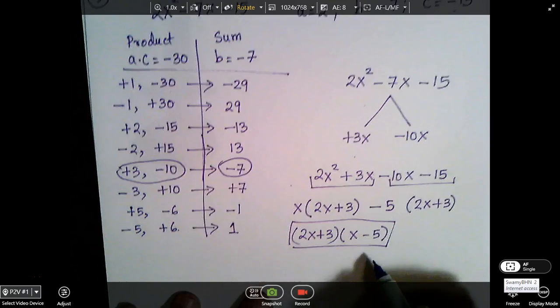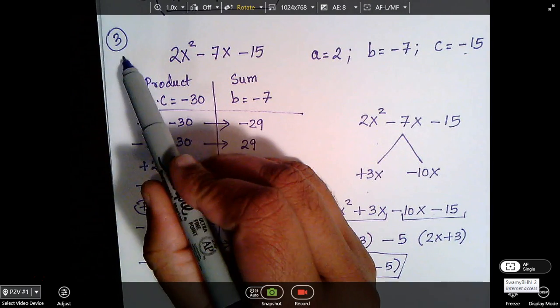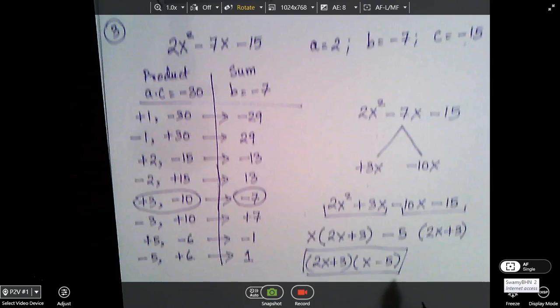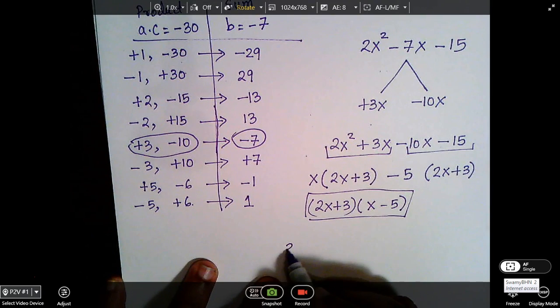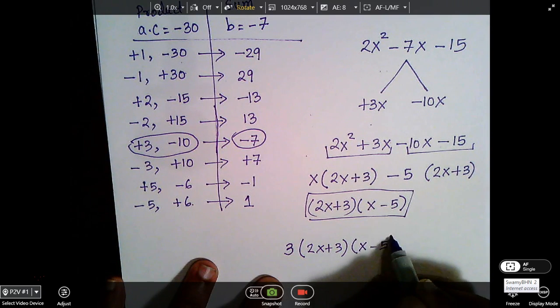That's not my answer. Remember, I pulled out a 3 earlier. That's left there. So my final answer is 3 times 2x plus 3 times x minus 5.